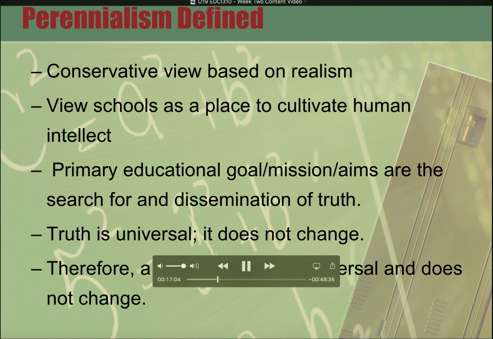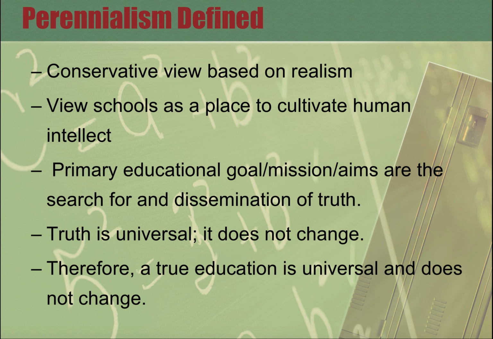Perennialism. Perennialism is based on a conservative view of realism. It views schools as a place to really cultivate that human intellect. It really believes that from this, our primary goal or mission is to search for and disseminate truth. But the key thing about this philosophy of education is that they believe truth is universal. It does not change. Therefore, true education is universal and does not change.